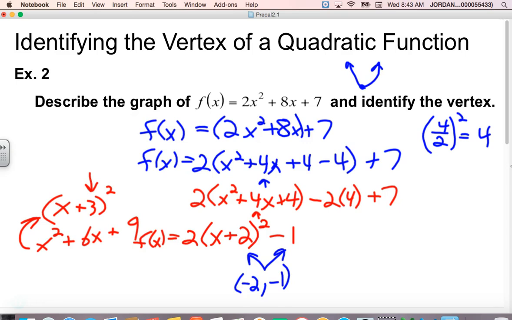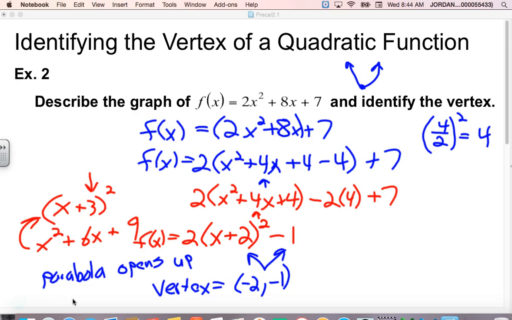Okay, so now we've identified the vertex. Our vertex is negative 2, negative 1, and if we want to describe the graph, so we know it's going to be a parabola, okay, so we can say a parabola that opens up. Now, how do we know it opens up?